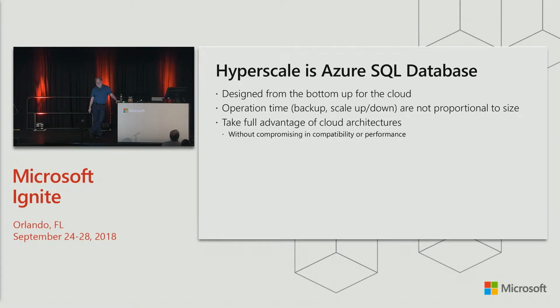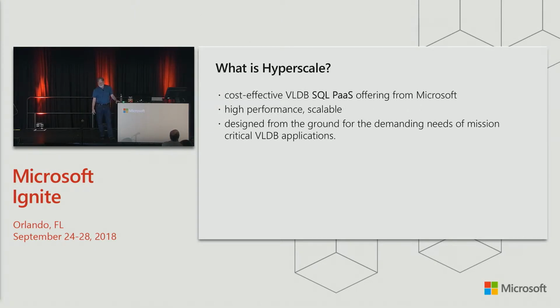A lot of times when we talk about moving to a new architecture, there's a lot of adjustments you have to make. There's a lot of pain to get there. We're trying to take all that away from this. So what is Hyperscale? It's a cost-effective VLDB SQL PaaS offering from Microsoft. High performance, scalable, designed from the ground up for demanding needs of mission-critical VLDB apps. So this is what we're talking about.